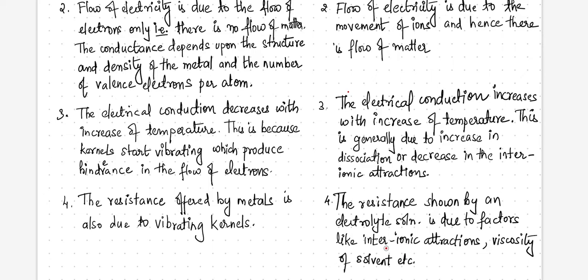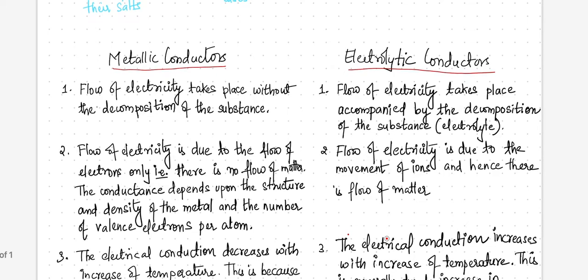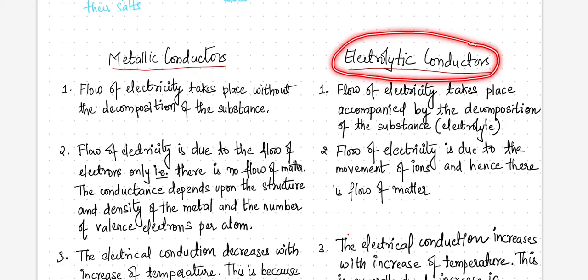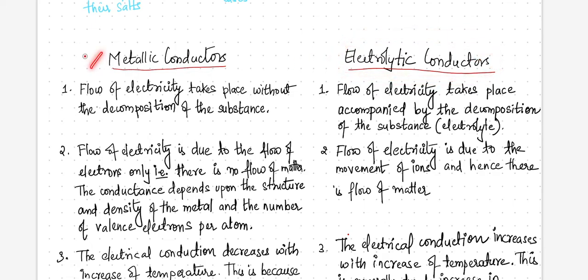So these are some of the major differences between the electrolytic conductors and the metallic conductors. Sometimes you might be asked the difference between the two. But in the coming videos, I'm going to restrict myself to electrolytic conductors and the various parameters connected with them. So we are not going to talk hereafter about metallic conductors. We'll be focusing all our attention on the electrolytic conductors.